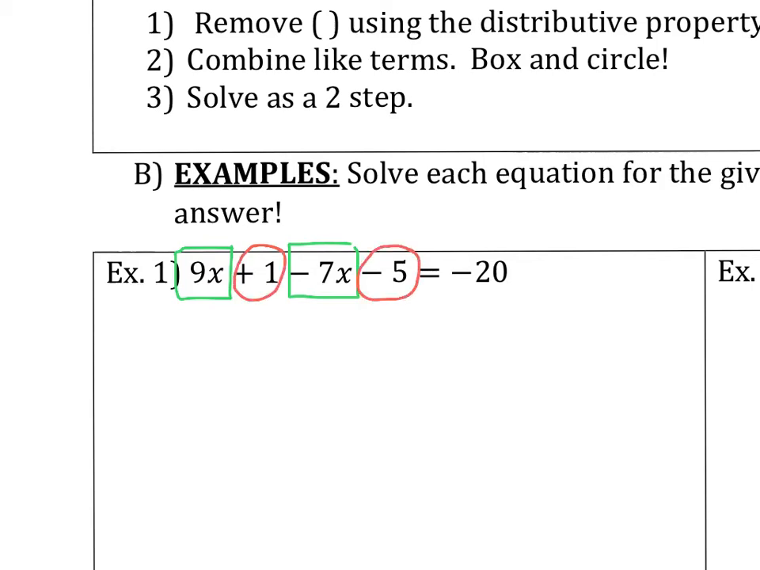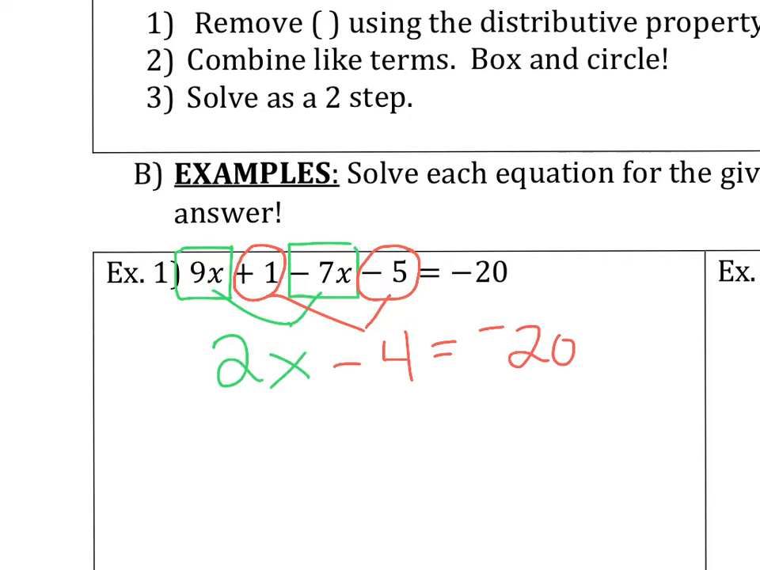So the first thing we want to do is combine those like terms. So we're going to put your variables together. That would look like 9x minus 7x. Well, that would be 2x. Then let's look at the constants. You have a positive 1 minus 5. Well, that's going to be a minus 4. And then you're just going to bring down equals negative 20. Now, from here, you can roll because you all are doing amazing with your two-step equations. You have 2x minus 4 equals negative 20.